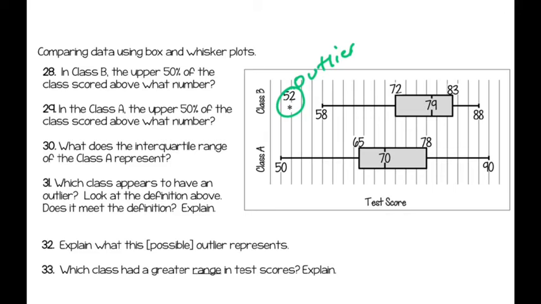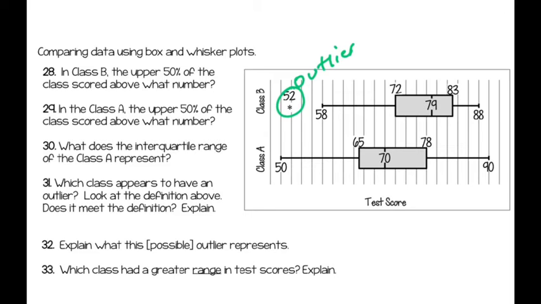In Class A, we did have some people score below 52, but in that class it wasn't an outlier, so it wasn't so unusual for somebody to score 52 or 50 or somewhere around there, whereas in Class B, that was very unusual. So you notice that.